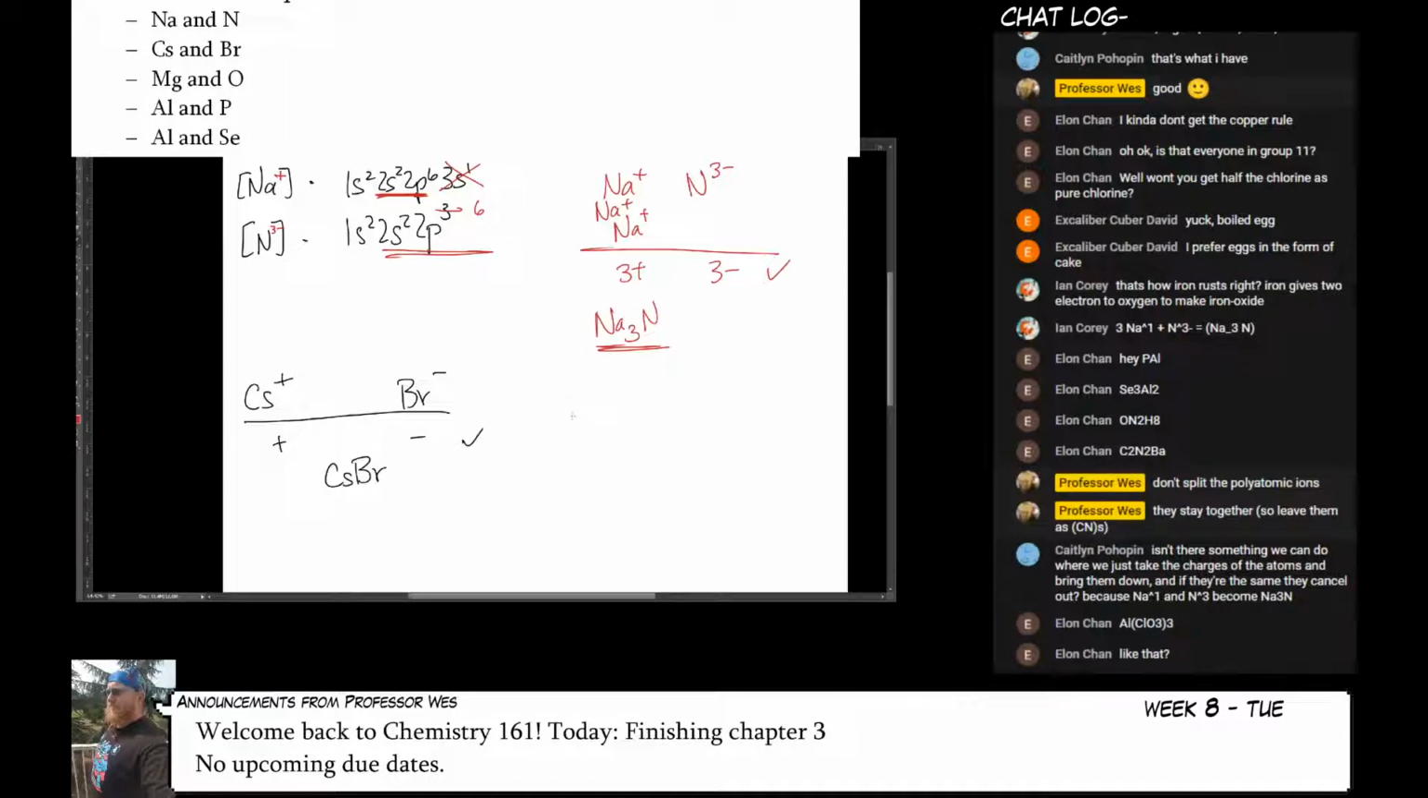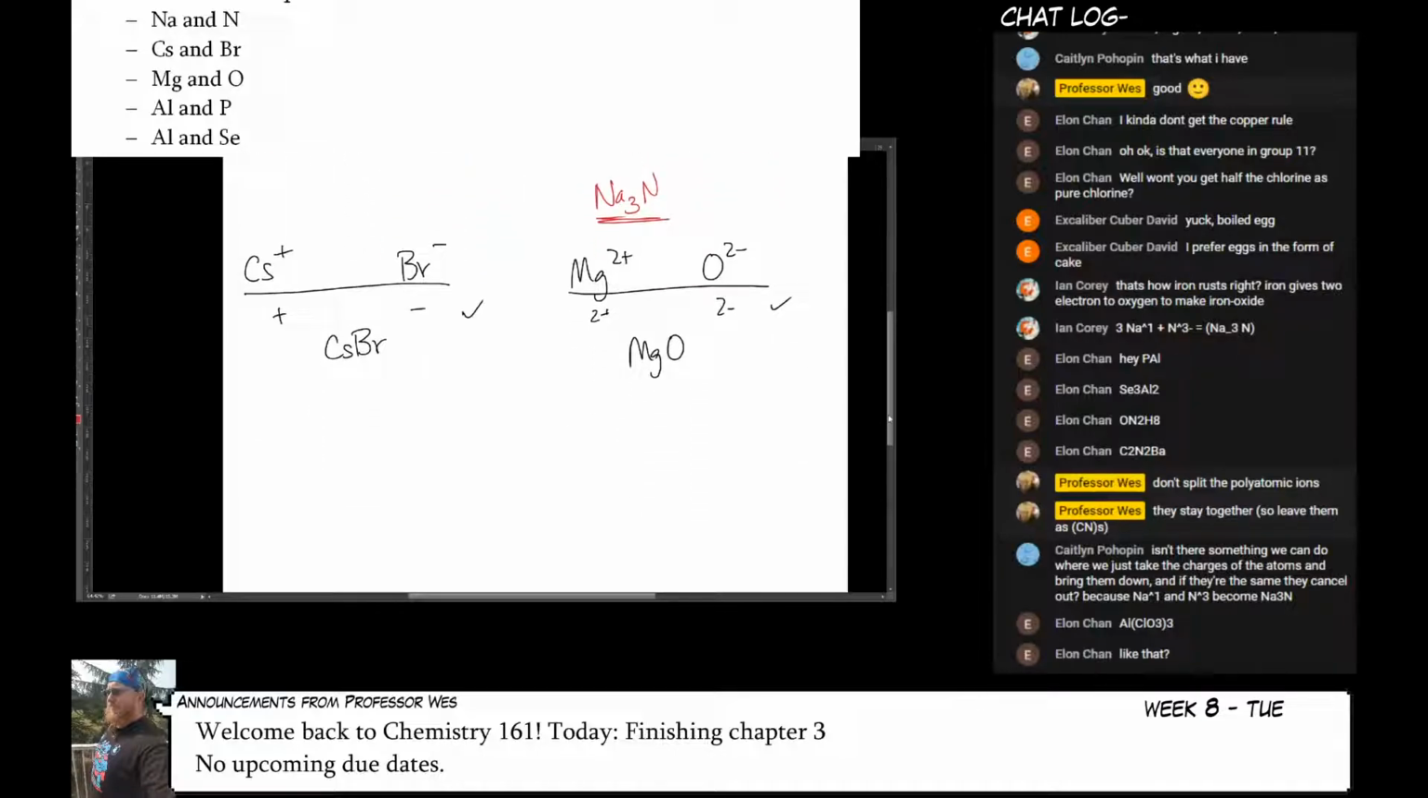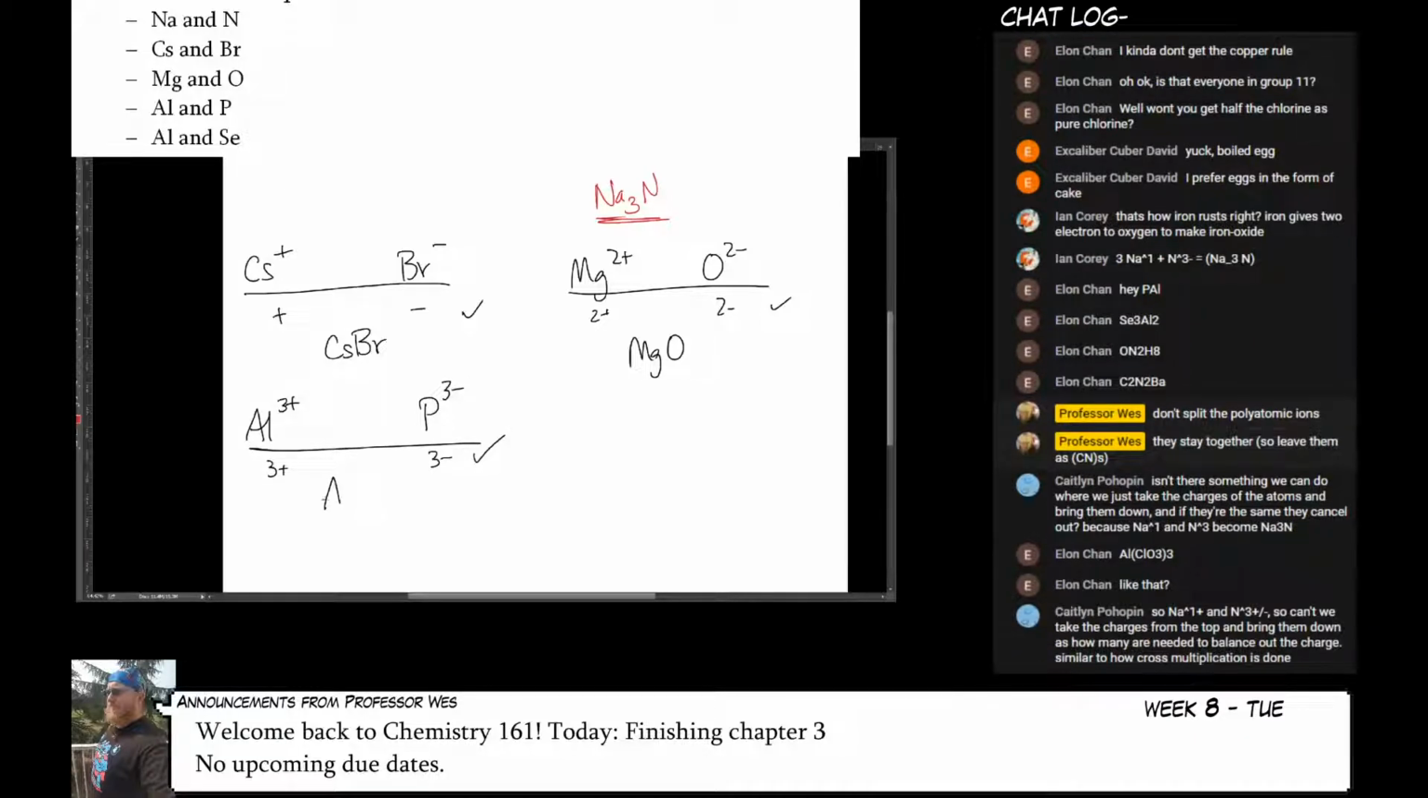For magnesium and oxygen here, this is the ion that forms. This is the ion that forms for oxygen. Those charges balance out. So we just put them together. Same thing for aluminum and phosphorus, right? So aluminum will become this, phosphorus will become this. Their charges are the same, so they balance. There you go.